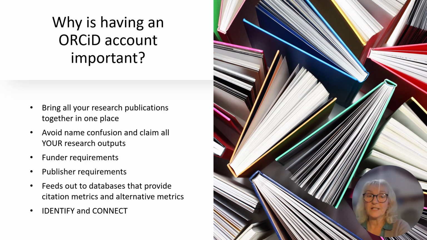So why is having an ORCiD account important? I've probably just alluded to some of that already. It brings all of your research publications together in one place. A researcher's name often isn't enough to reliably identify the author of or contributor to a paper published in a scientific journal or a dataset uploaded to a repository. Many researchers share the same name, while others have different names during their career or different variations of the same one. For example, R. Jones, Richard Jones and Richard M. Jones could all refer to the same person.